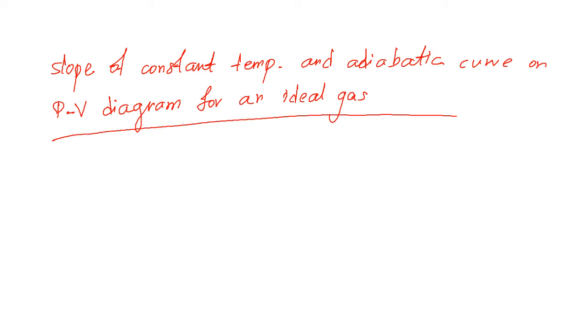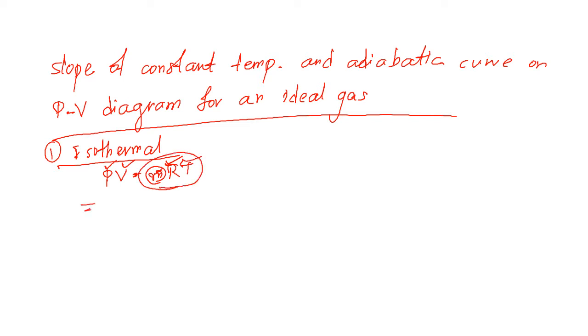Slope of constant temperature and adiabatic curve on PV diagram for an ideal gas. Let's consider the first case, isothermal. We know the ideal gas equation PV equal to mRT. Pressure, volume, constant, R also constant, small m is mass, R is the characteristic gas constant, T is temperature. We are considering the whole of this as a constant, meaning PV equal to constant.